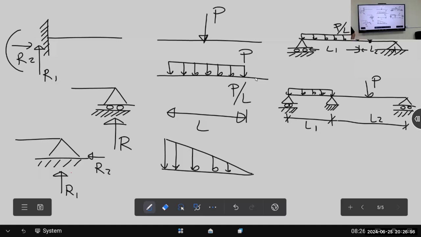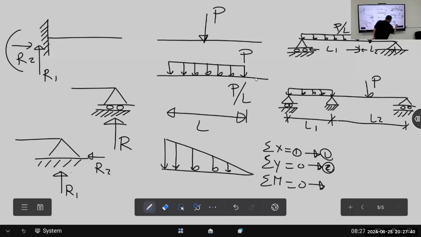What's the difference between them? Negative moment. What is the difference between both? Determination. Which one is determinate? Which one is not determinate? Let us see. How many equations of equilibrium did we discuss before? If any system is under equilibrium, it means sigma x, sigma y, sigma moment equals 0. Sigma x equals 0, you have one equation. Sigma y equals 0, the second equation. Sigma moment at any point in the system should be 0. Now, how many equations of equilibrium? 3.